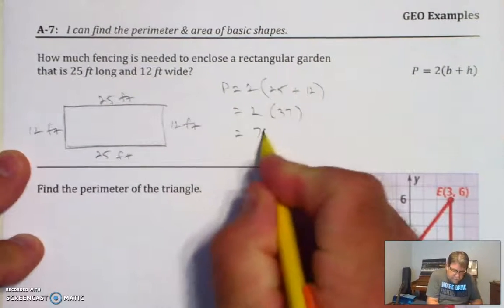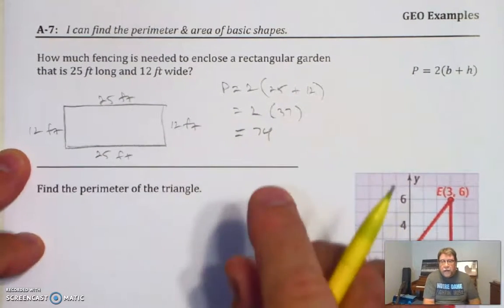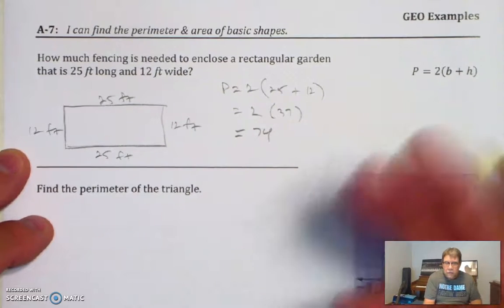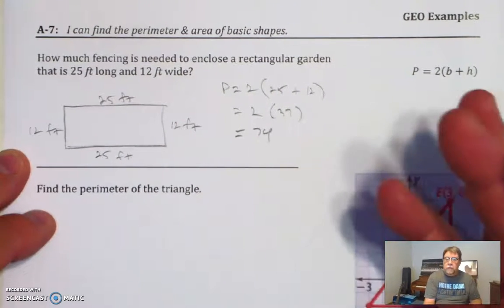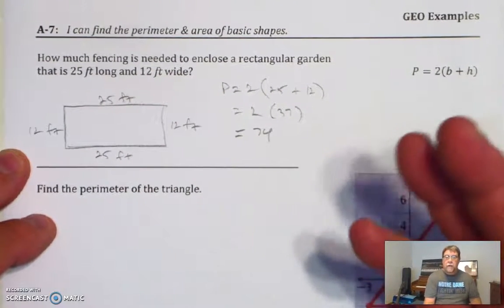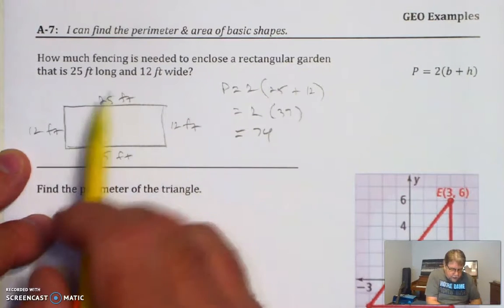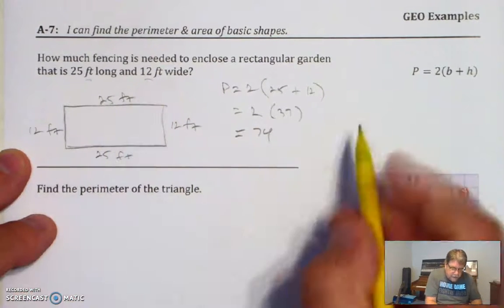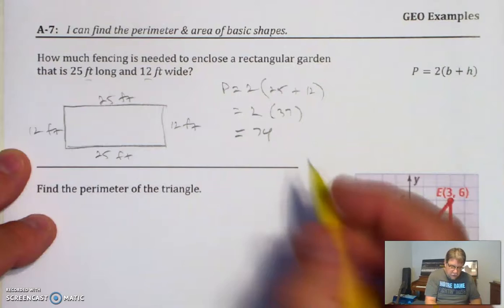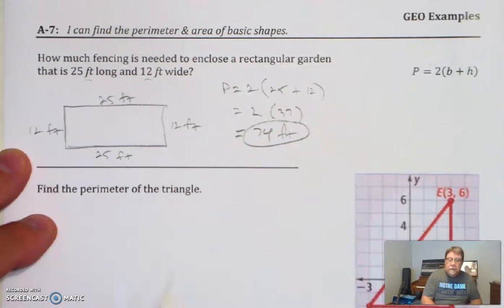Now, 74 is our answer, but it's not complete because we haven't put a unit in, and that's really, really important when you're dealing with perimeter and area. You look for a unit. This one has a unit. It's in feet. So this is just a distance, so we're going to call that 74 feet.